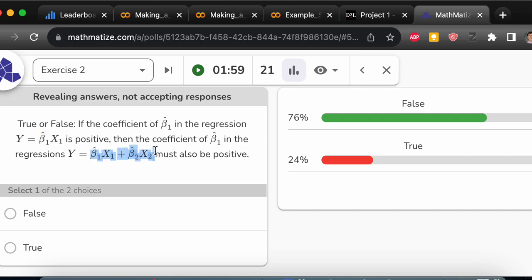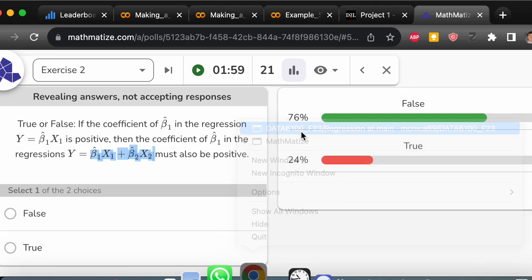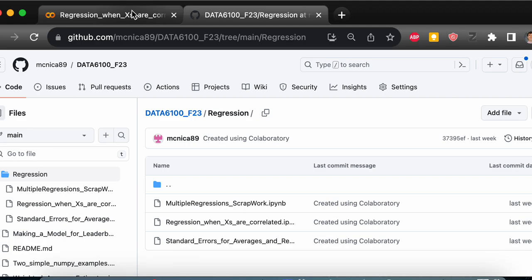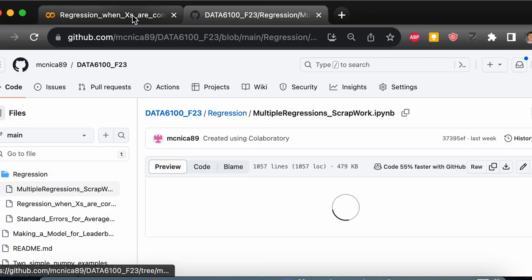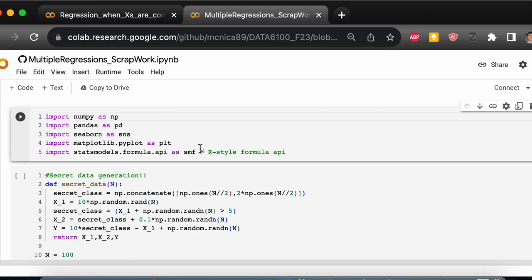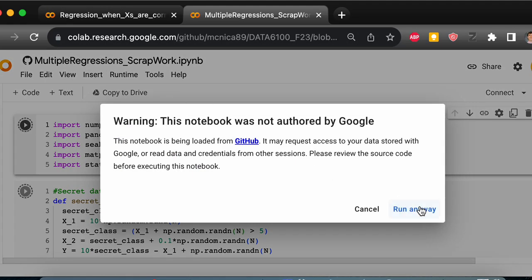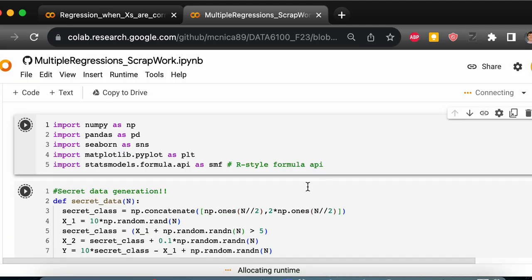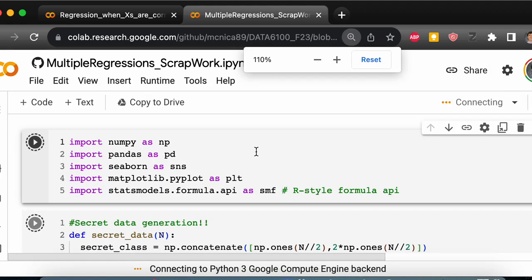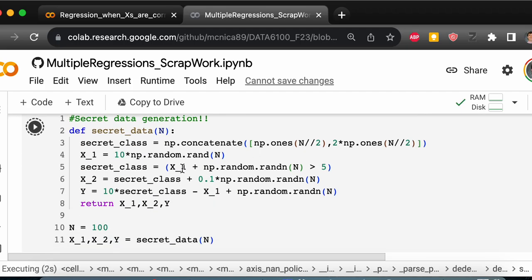I came up with a simple example again to show this off in the other window, which is this one. Okay, I think this one doesn't have anything else. Okay, great, so it must be this one. These are all on the course GitHub for you to check out. Let's run all and see what happens. Be careful, the person who wrote this is not trusted. Okay, that was me. So here's the secret data.